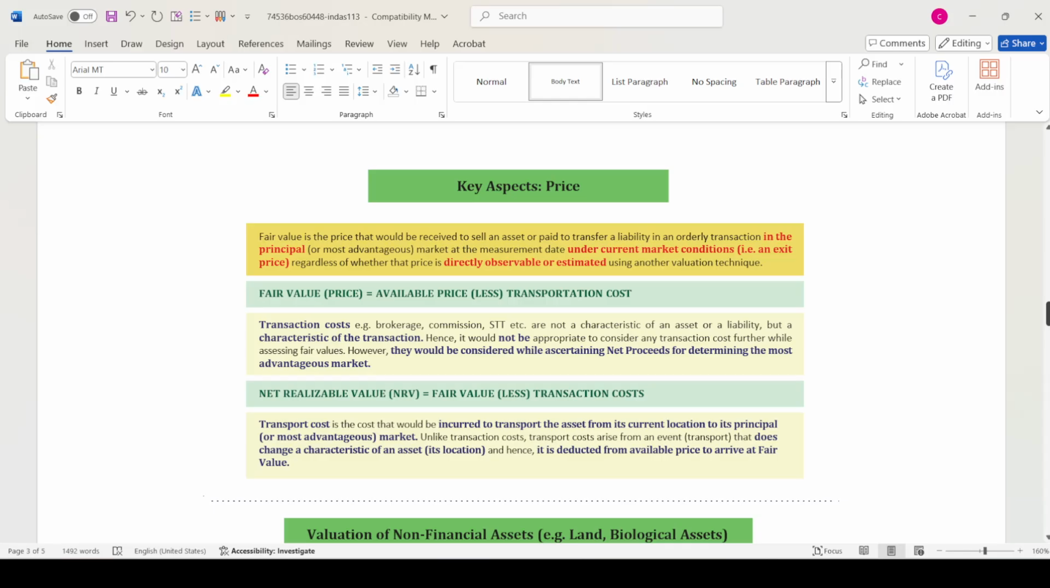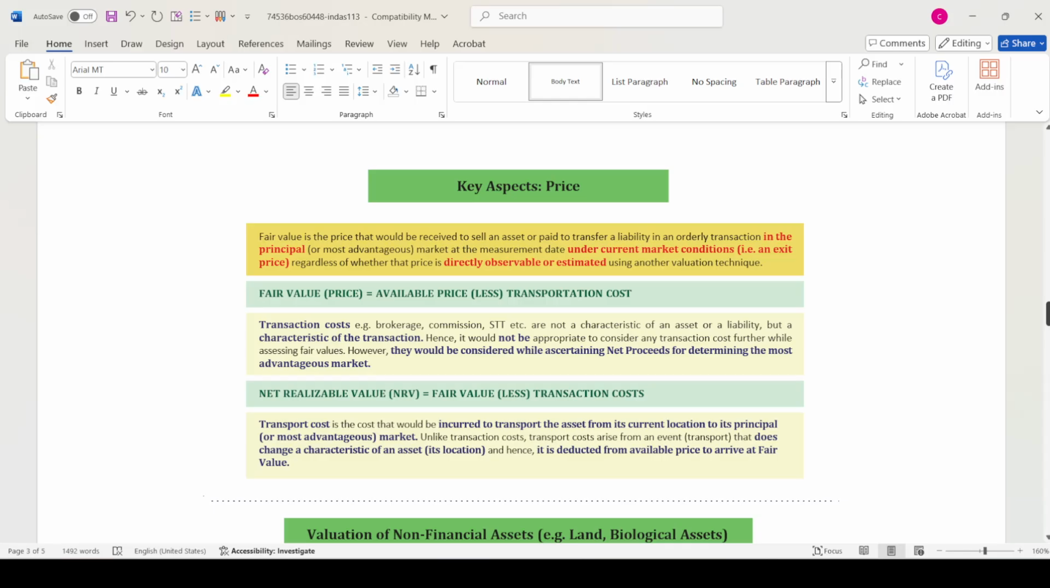STT, brokerage, commission, etc. These are specific costs incurred for a specific transaction. This is not a cost related to the asset, right? So we should not consider the transaction cost while determining the fair value of the asset. While determining the fair value of an asset, we shouldn't take the transaction cost. If you take the transaction cost, it is considered as fair value minus cost to sell, right? Why shouldn't we take transaction cost?